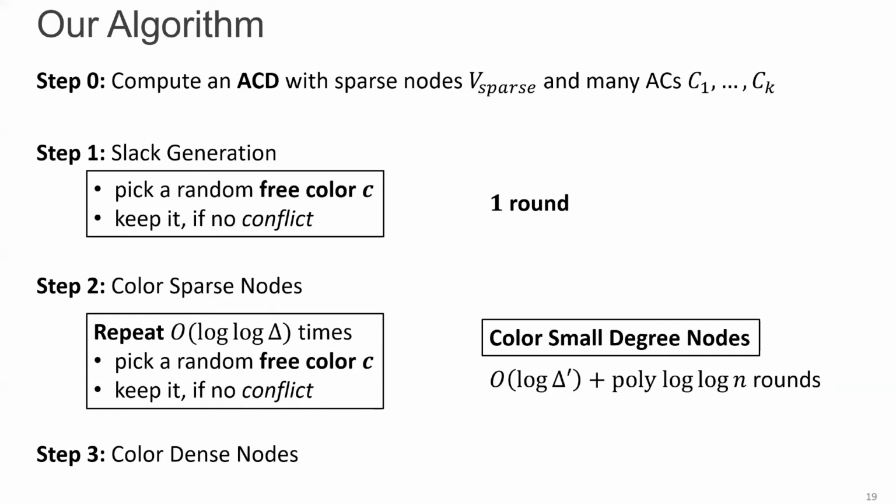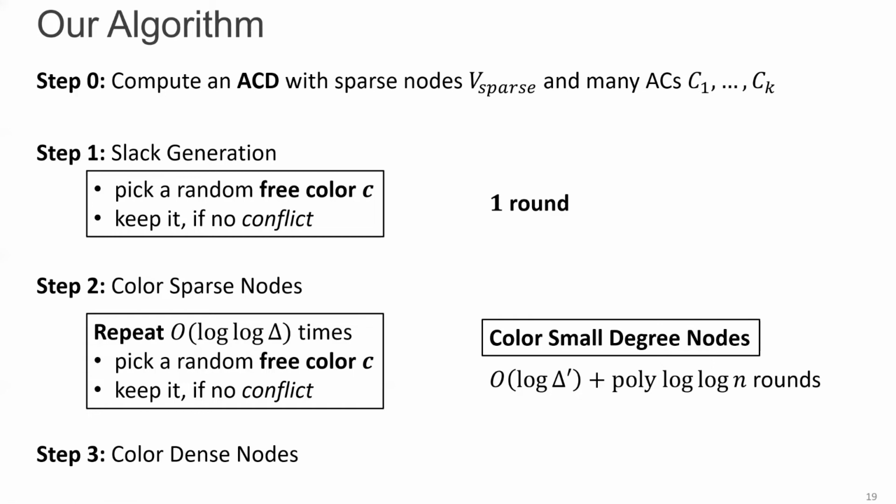First, we compute the decomposition into sparse and dense almost cliques. Then we generate the slack by just running this very simple algorithm for 1 round, which gives slack to the sparse nodes. And then we color the sparse nodes by first reducing the uncolored degree by repeating the simple algorithm for log delta times, and afterwards using the Barenboim et al. framework to color these small degree vertices.